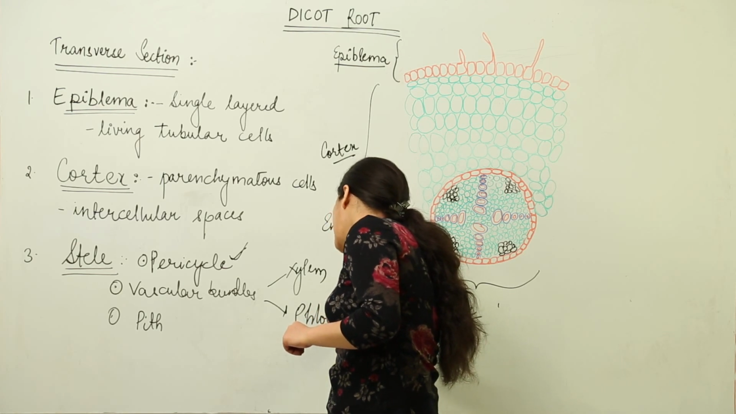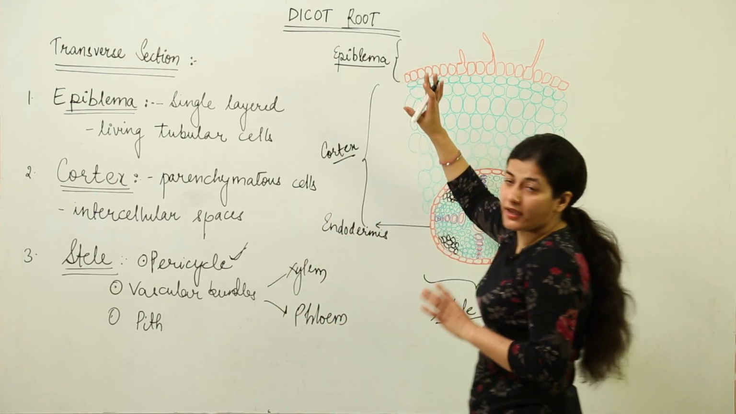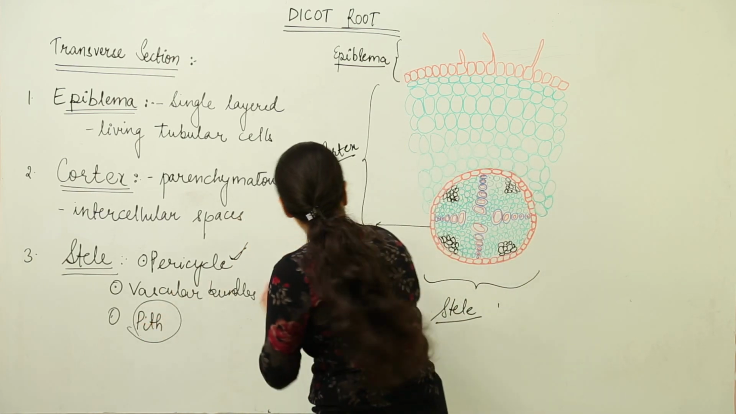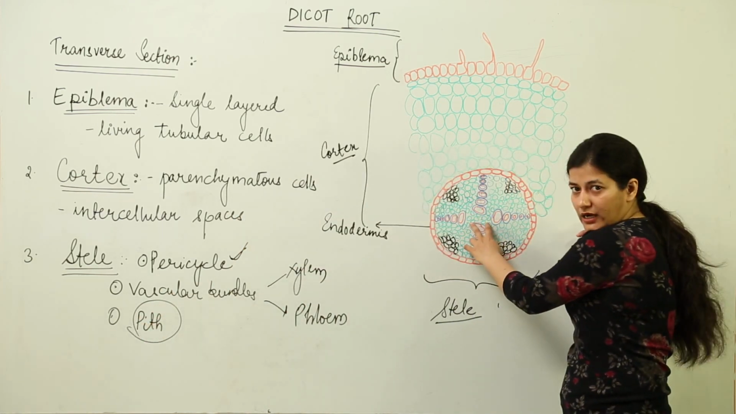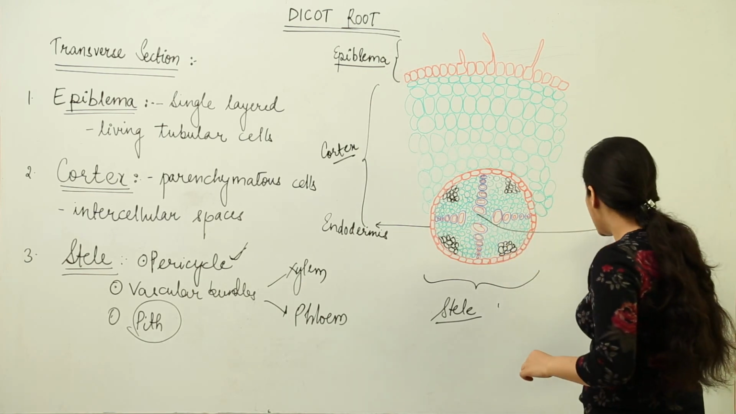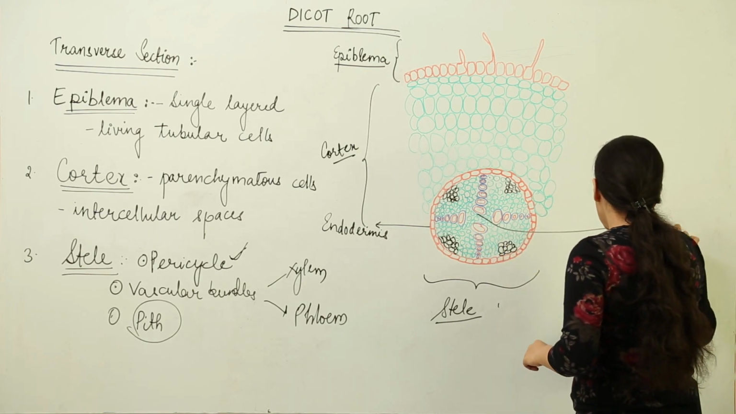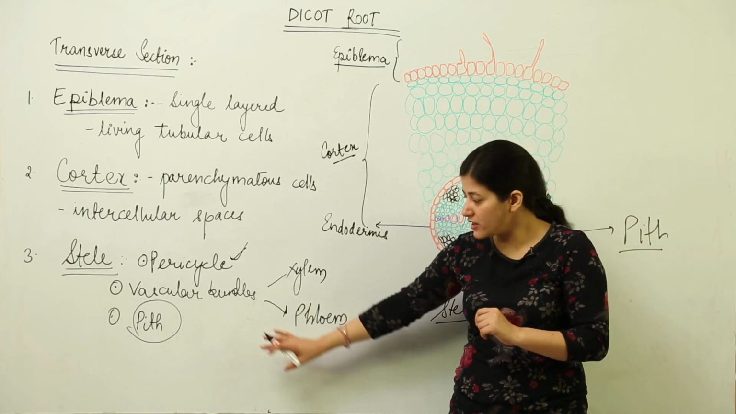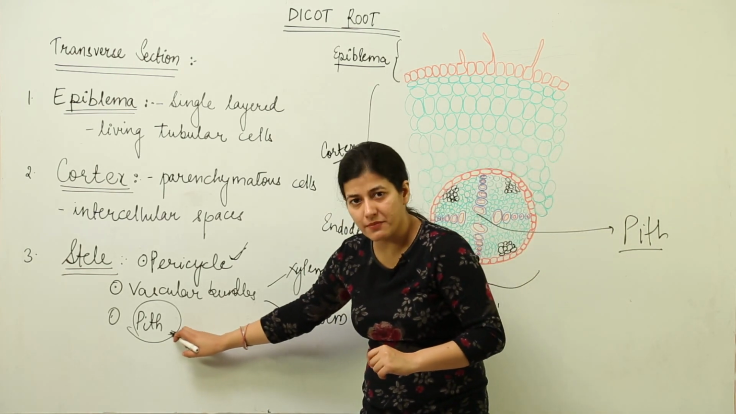Now because we are talking about dicot root, do keep in mind that the pith which is present in the center, this particular part, is pith. You must be knowing it. This pith is highly reduced in a dicot root. Okay, the pith is almost negligible, very much reduced.